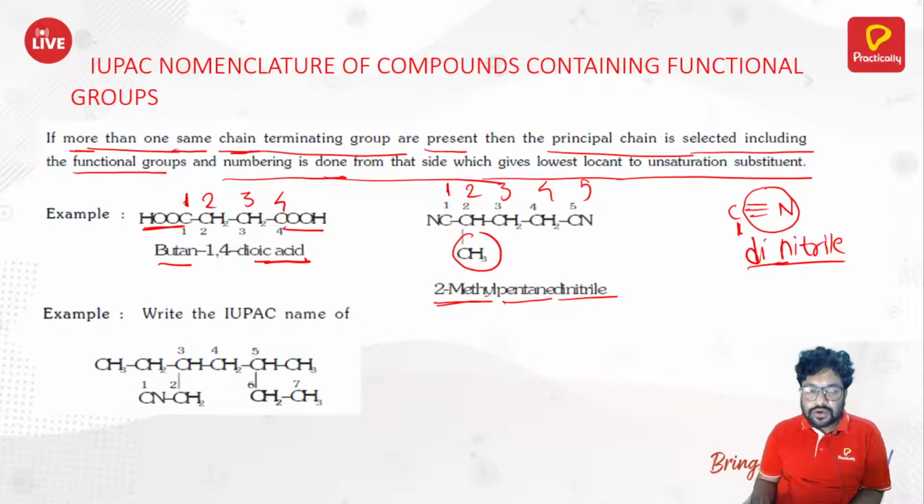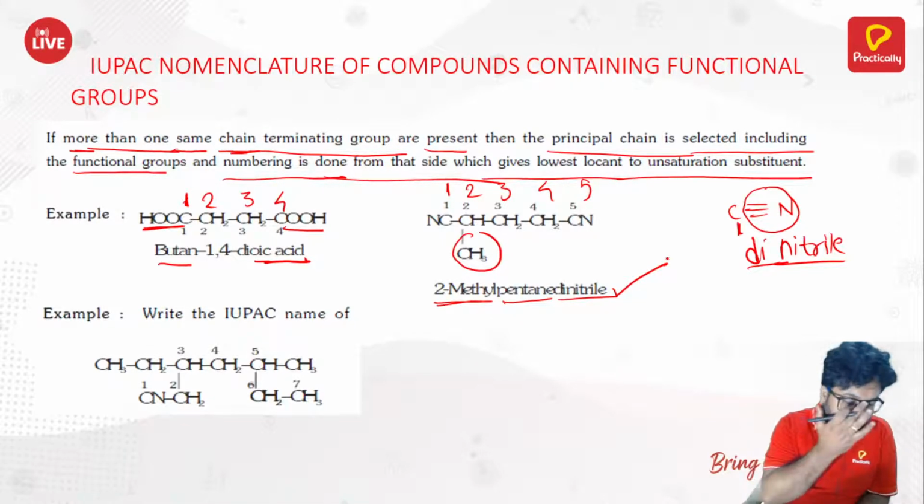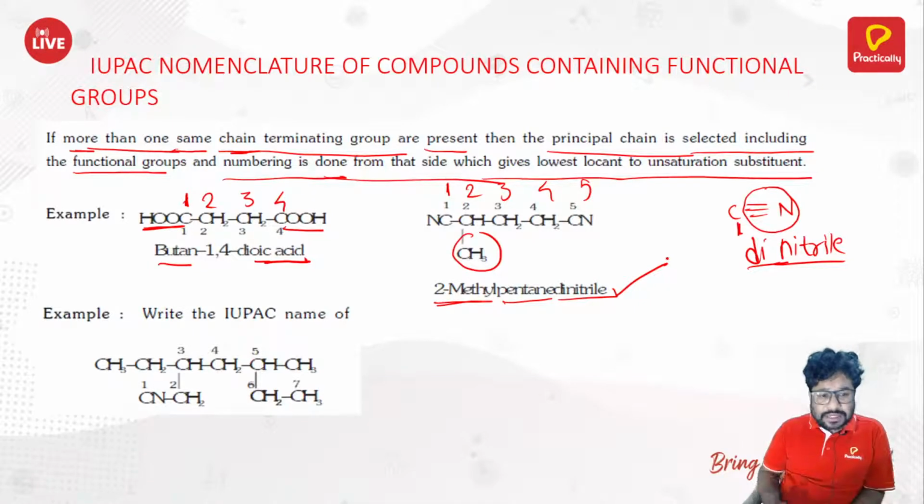Right? So you need to consider this carbon also in the counting. So 2-methyl pentanedinitrile. That's how you name this. Now lastly, look at this compound. The cyano group is attached here. So obviously cyano is the functional group. You need to consider it only.